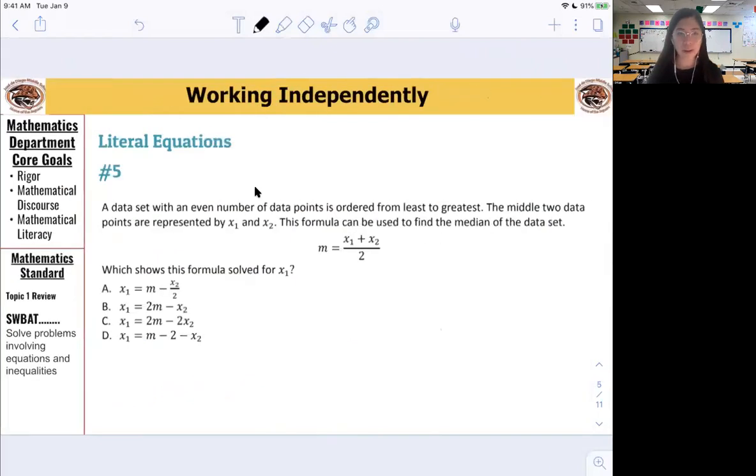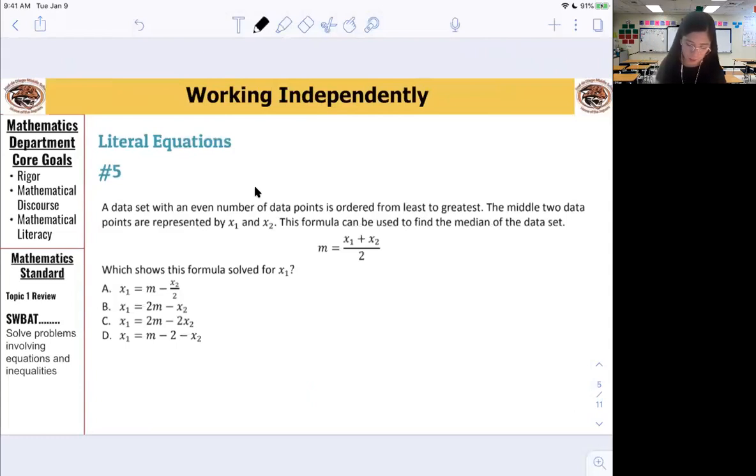Problem 5. Now I've got a literal equation. Literal equations are the ones that have only variables and numbers. You're not going to get a nice whole number answer. Your answer is going to look like more variables and numbers. So a data set with an even number of data points is ordered from least to greatest. The middle 2 data points are represented by x1 and x2. This formula can be used to find the median of the data set. None of that really matters because all I'm asking for here is which formula is solved for x1.